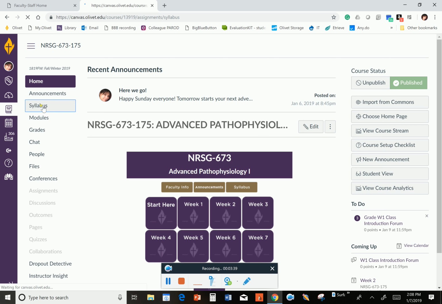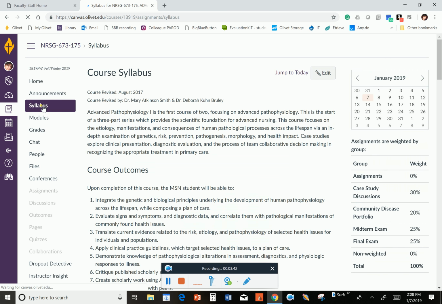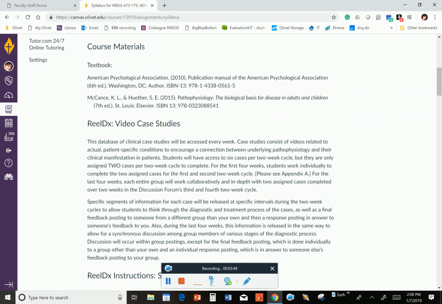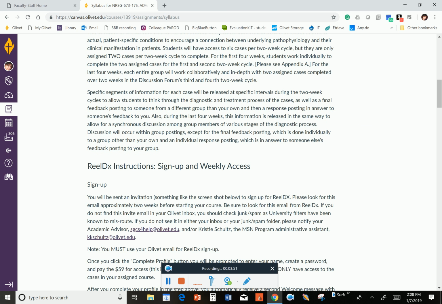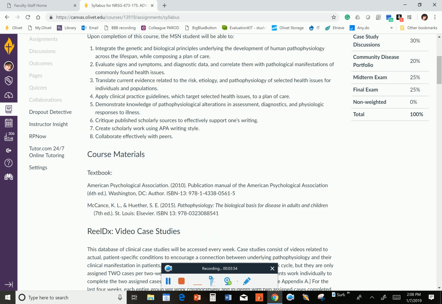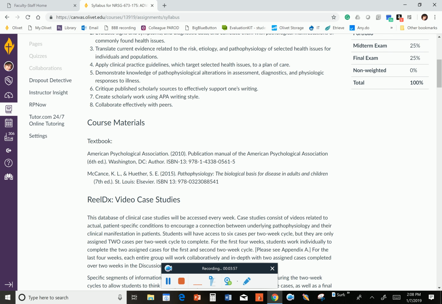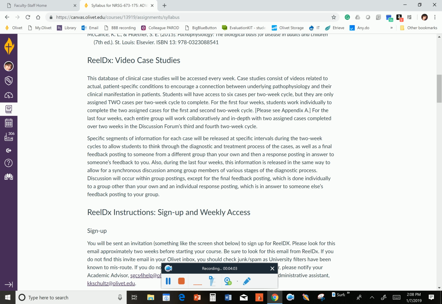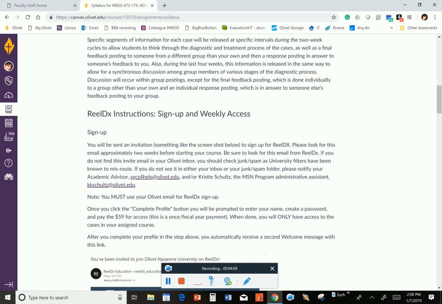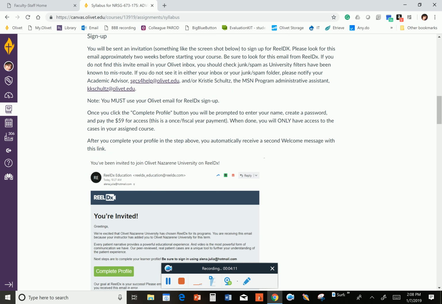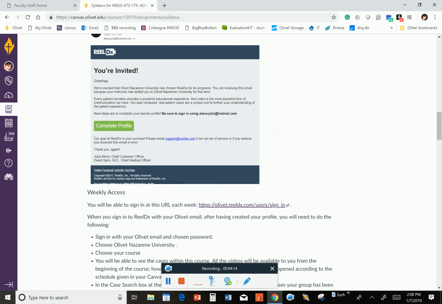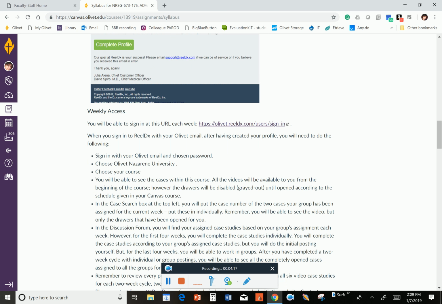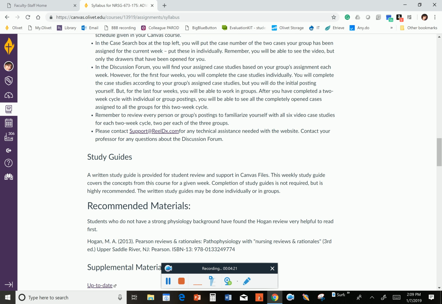So let's go into the syllabi, or the syllabus. Syllabi is for plurals. And this is similarly written. We use something called Real DX in this course, and this is something you should have received an invitation to join. You accept that invitation and you fill out all the paperwork, and then you'll have access to it. And all the directions are listed in here as to how you go about doing that. And this is what the invitation looks like. Look in your spam file if you've not received it.